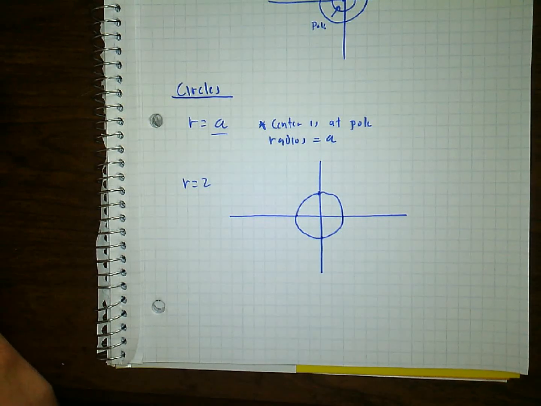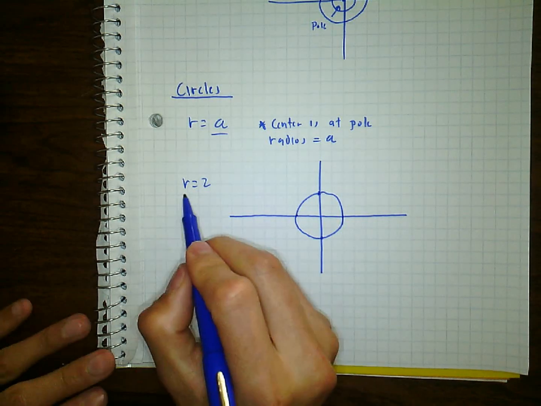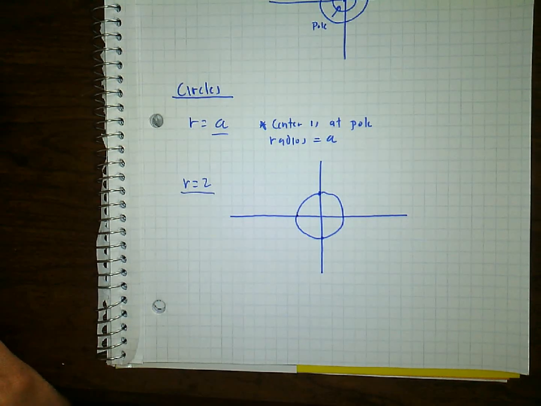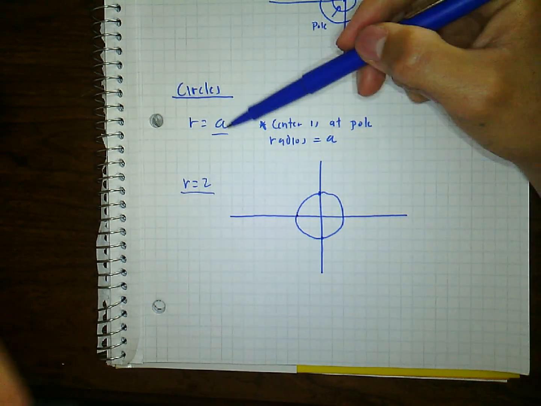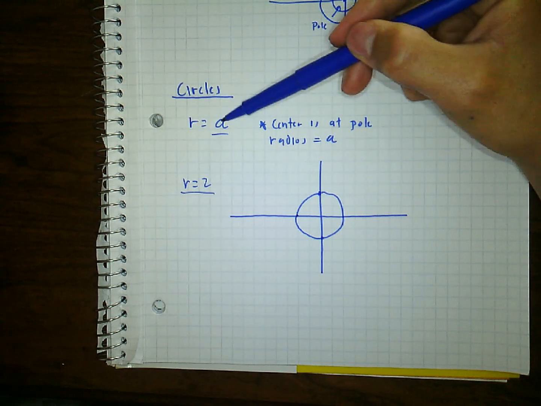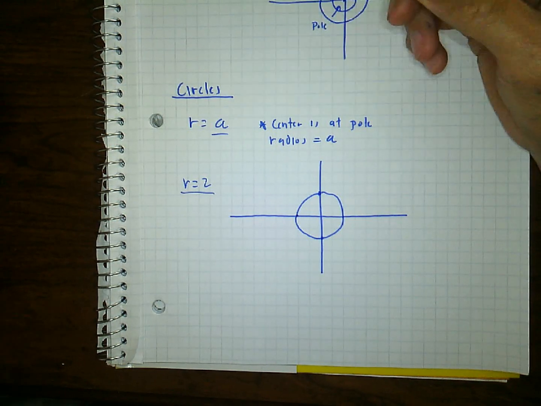Again, this is the easiest type of circle that you can get, where r is just equal to a number. You're not going to have anything else. It's not like you're going to have a plus something. It's literally just going to be r equals a number.